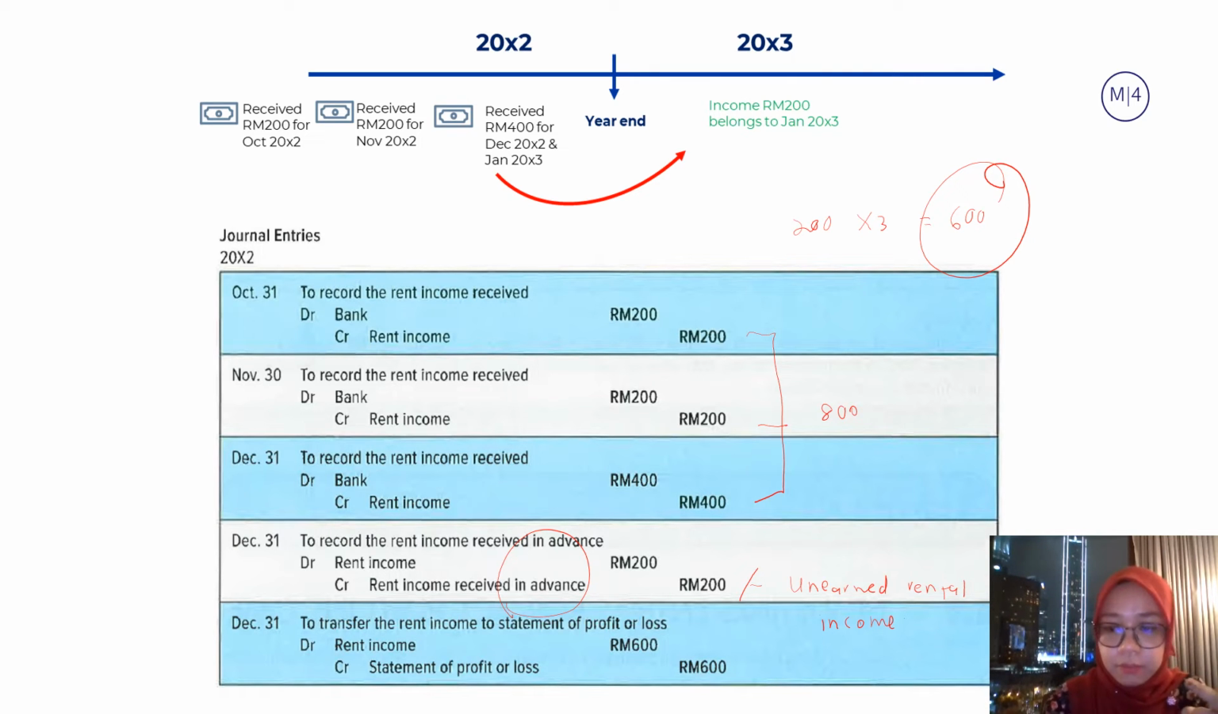Okay, mind the handwriting. And then after deducting the rent income received in advance, this should go to the SOFP, Statement of Financial Position, under Current Liability, and only the 600 ringgit that we have earned this year has to go to the Statement of Profit or Loss, under Other Income, which is rental income.